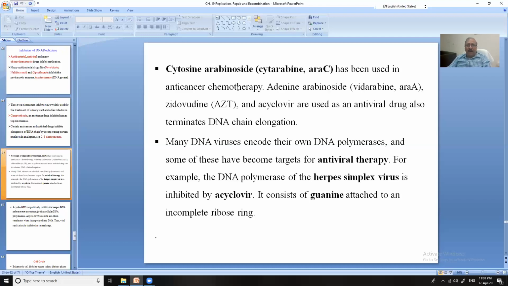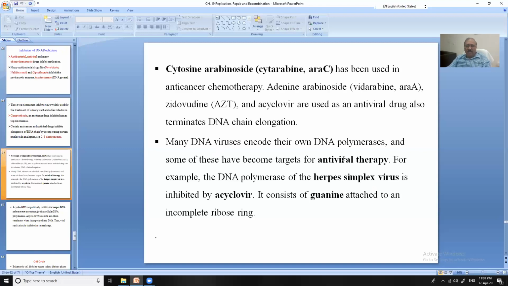Cytosine arabinoside has been used in anti-cancer chemotherapy. Adenine arabinoside. Okay, zidovudine and acyclovir are also used as antiviral drugs to terminate DNA chain elongation. You should take note of all these drugs.